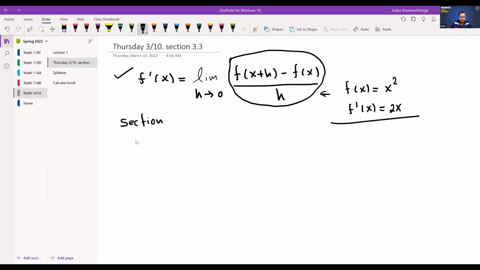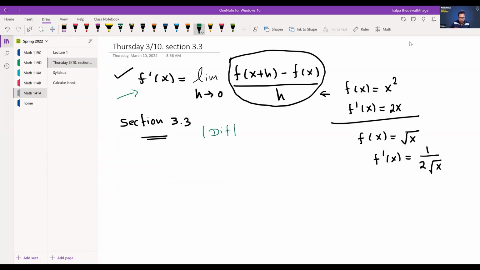At the beginning of section 3.3 we said that if you use this method to find the limit, it's really difficult and takes time. So we have something called differentiation rules. That's what we're going to start with. So these are the differentiation rules.